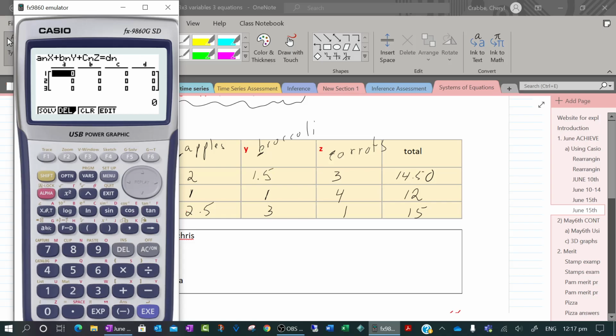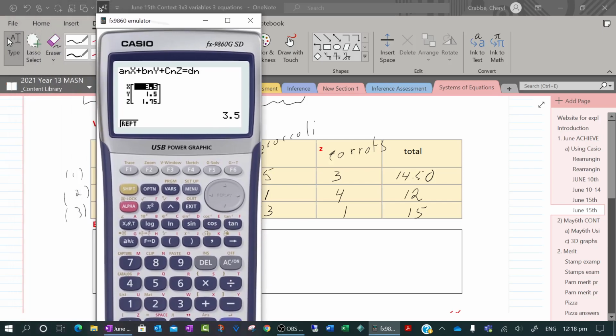Okay, so we'll go 2, 1.5, 3, 14.50, and so on. 1, 1, 4, 12, and 2.5, 3, 1, 15. Solve. So there it is.